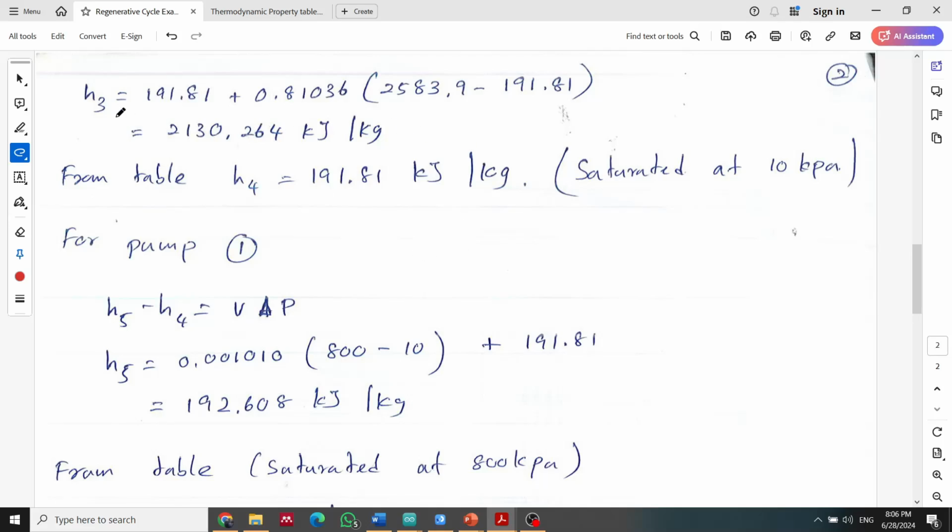So up to now, 1, 2, 3 is okay. Then from the table, same way we can figure out the H4 value as 191.81, the same value that we extracted from there. It should be H4, right? Then H4 is also okay. So the next thing is H5.